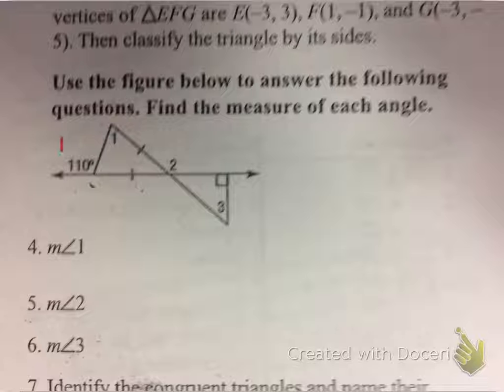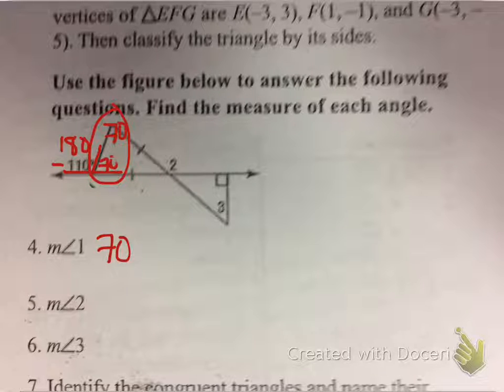So if I say 180 minus 110, I get that angle right there next to this 110 is 70. And since these 2 sides are congruent, those angles that correspond to them are also congruent. So angle 1 is 70. Okay? And since that one's 70, I could say 70 plus 70 is 140. And that would give me angle 2 because that's on the outside.